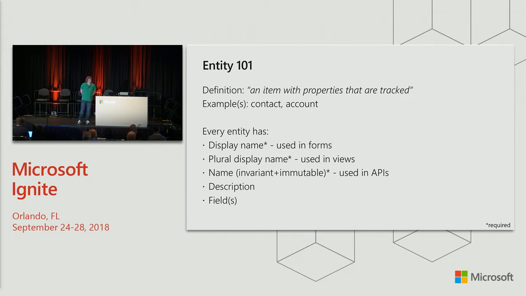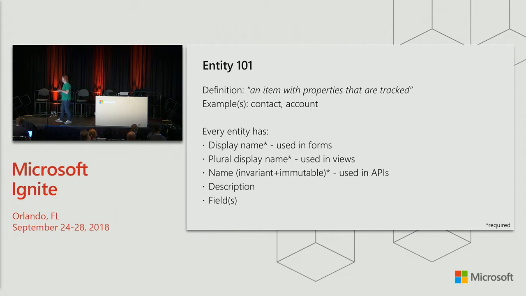Beautiful, glorious definition, I know. If you've worked in SQL or Access before, you can think of this logically as a table. Examples of this in the system would be the contact entity or the account entity. Every entity has a display name. This is what we use in forms, so this would be account or contact. We then have a plural display name that's used in views, so accounts or contacts.